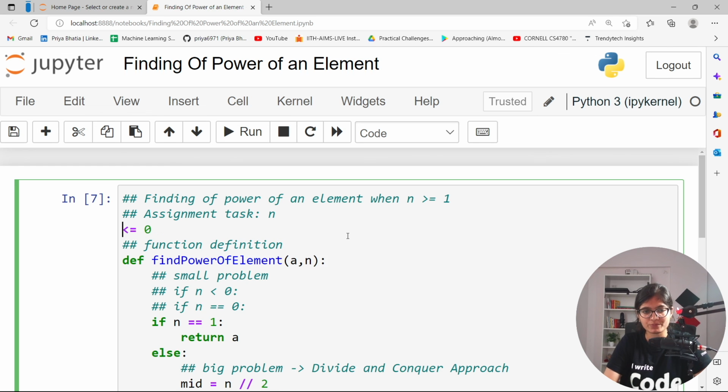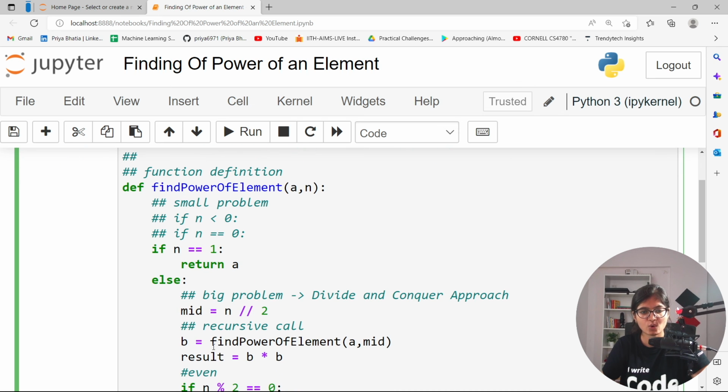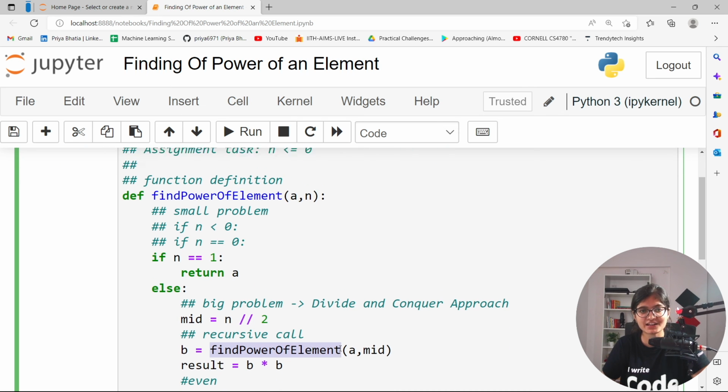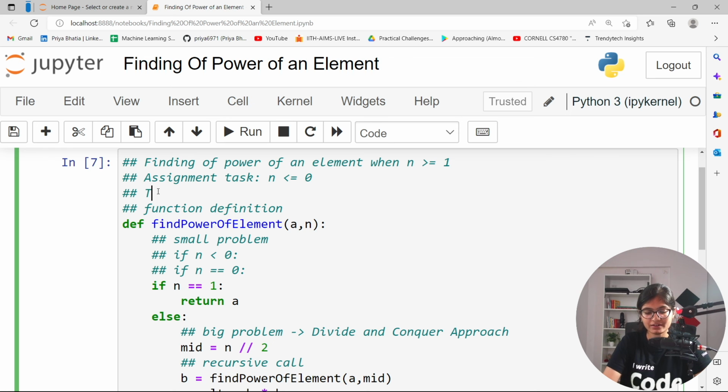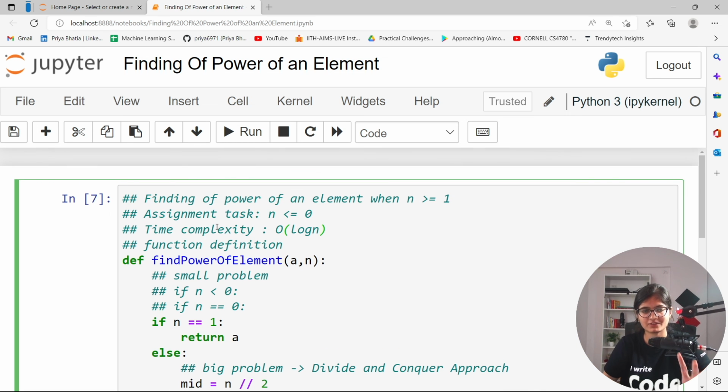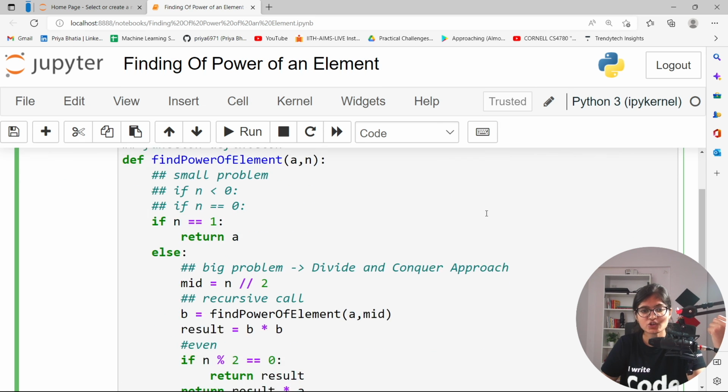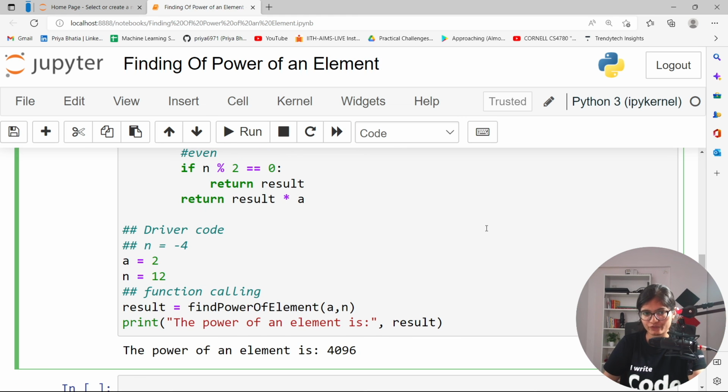So what is the overall time complexity for this approach? Because we are calling the recursion only one time, the time complexity required to solve this will be order of log of n. And we have already talked about it a lot with the help of a recurrence relation and how we can solve it using the Master's theorem and the substitution method. I hope that I'm making sense to everyone.